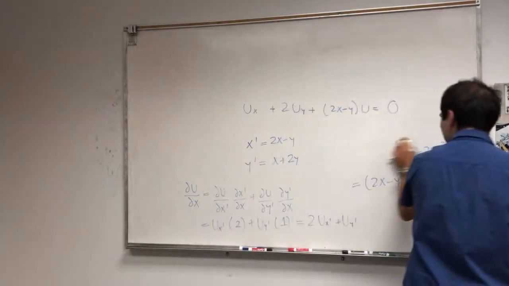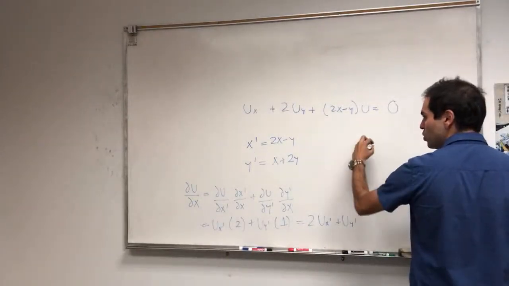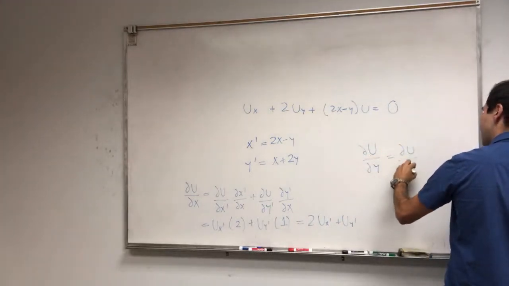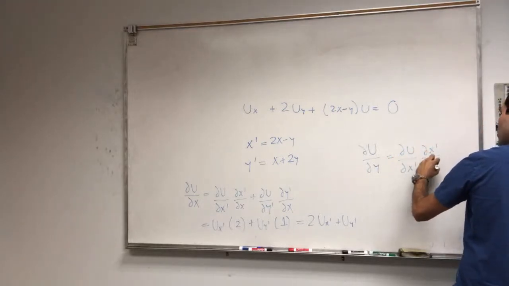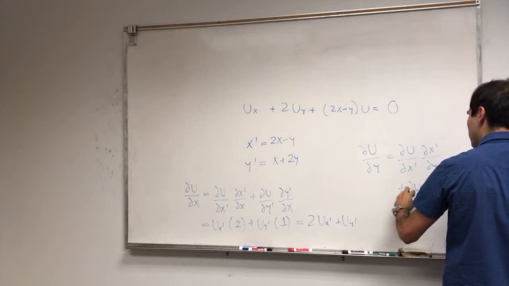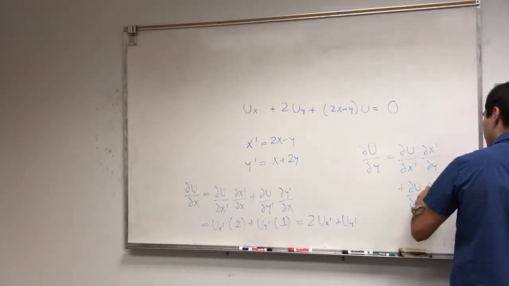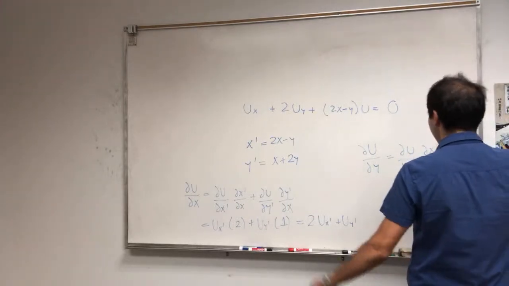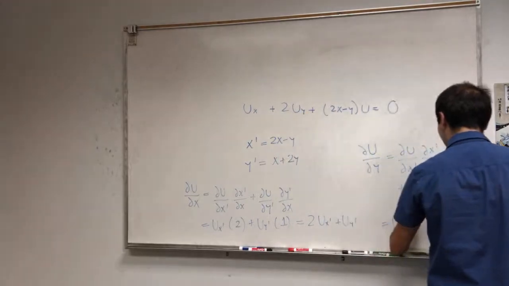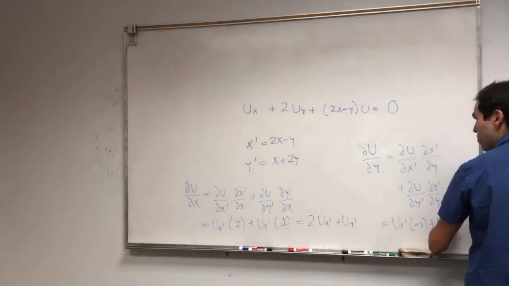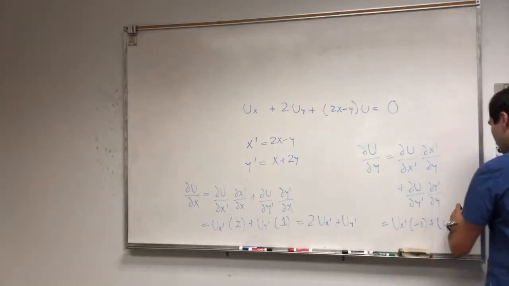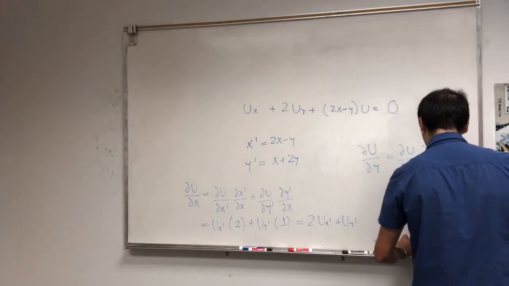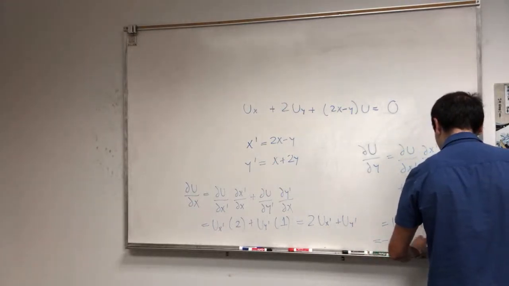And then for the other one, you can use the chain rule again. So du over dy is du over dx prime times dx prime over dy, plus du over dy prime times dy prime over dy. That becomes u_x prime times minus 1, plus u_y prime times 2. So you get minus u_x prime plus 2u_y prime.